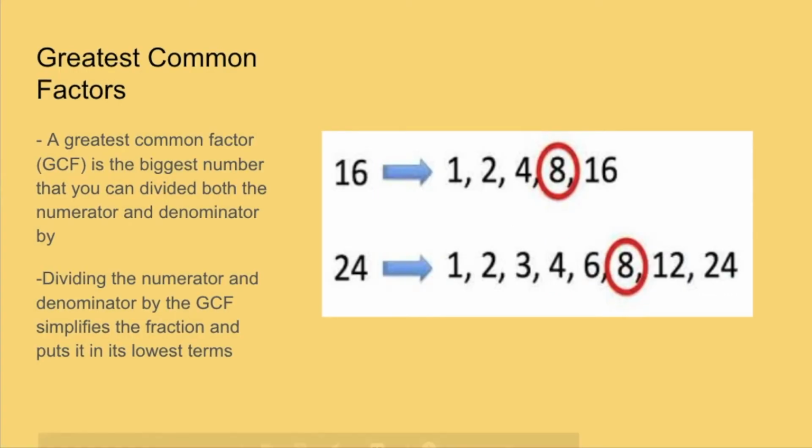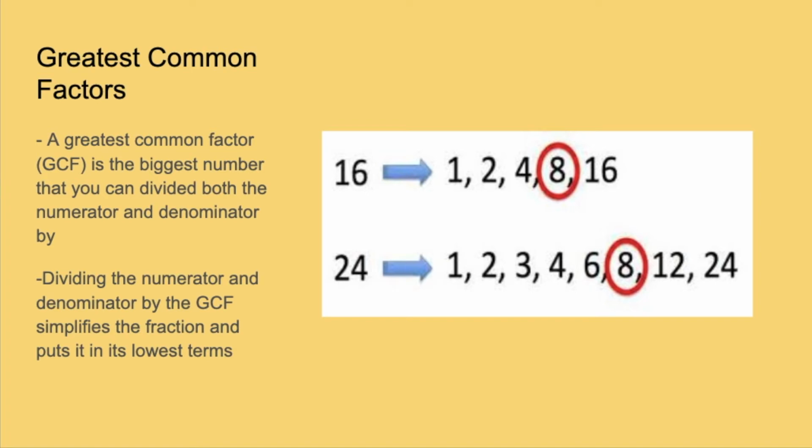The greatest common factor is the biggest number that you can divide both the numerator and the denominator by. Dividing the numerator and the denominator by the GCF will simplify the fraction and put it in its lowest terms. In the example on the side, you have two numbers, 16 and 24, and listed next to it are all of the factors of those two numbers.